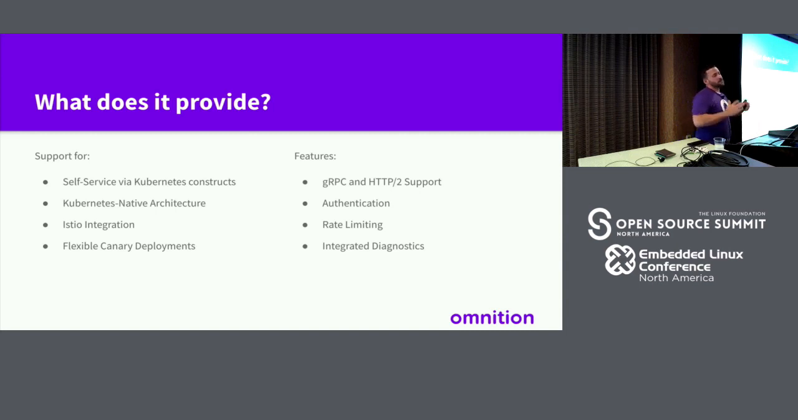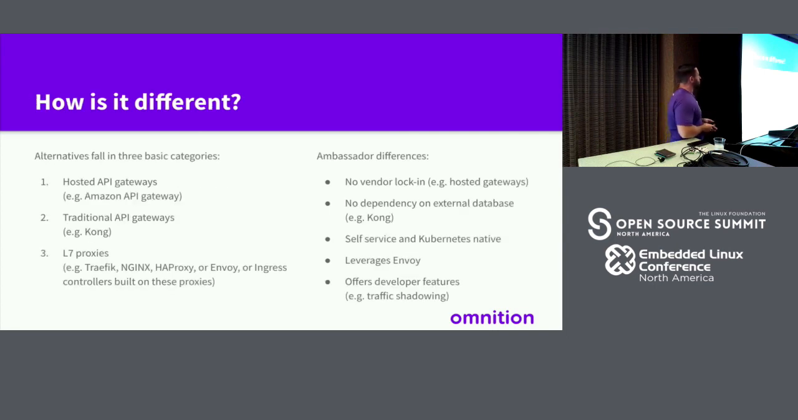From a feature perspective, it supports all the major features you'd expect from an API gateway. It has gRPC, HTTP2, it supports WebSockets, it has rate limiting, authentication, diagnostics, and it provides observability, tracing and metrics. So it's very flexible from a deployment perspective. And then the next big question is, how is it different than other API gateways? And to answer that question, you need to understand what different categories of API gateways exist today. There are three primary types. You have hosted API gateways, like for example, AWS has its own API gateway that you can use. You have more traditional API gateways like Kong, which is another CNCF project. And then you have layer 7 proxies, like Nginx and HAProxy, for example.